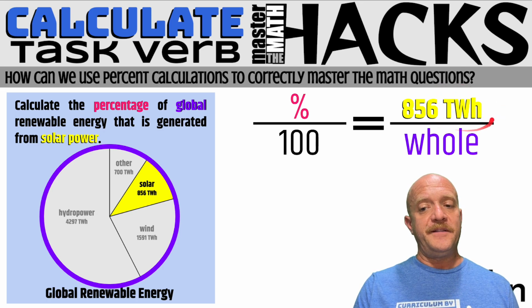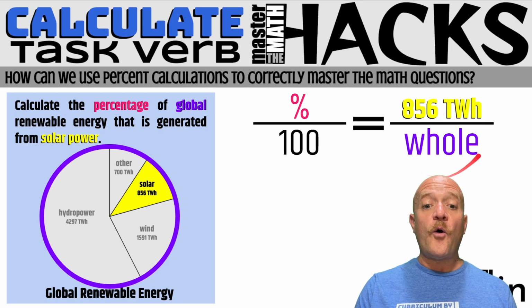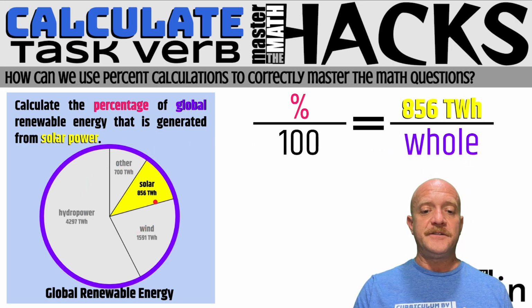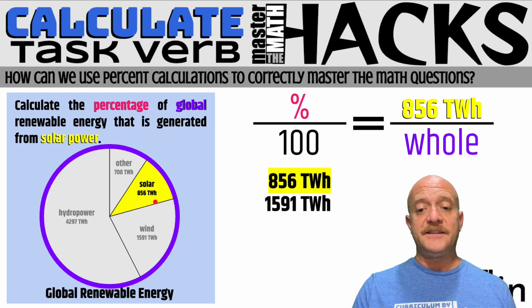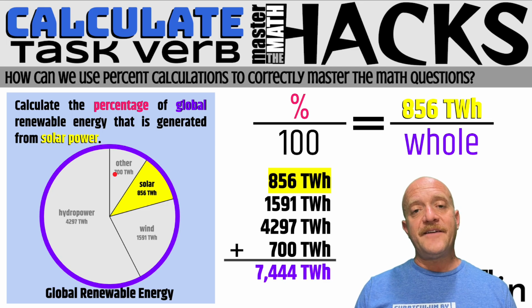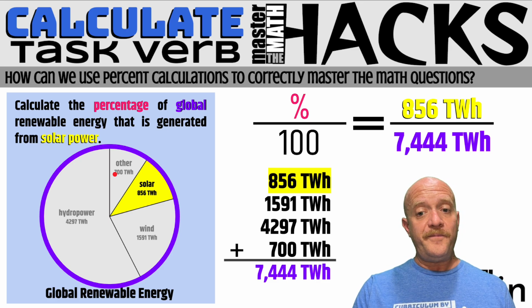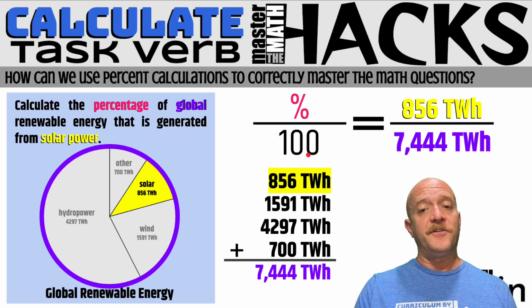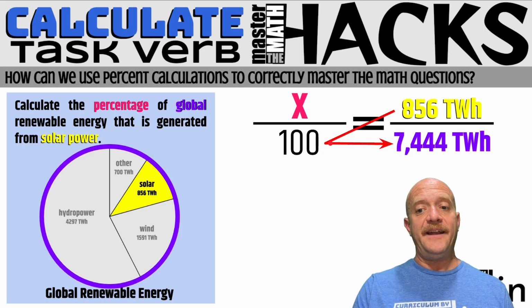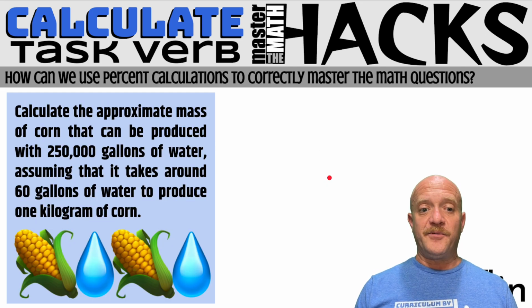It's okay if you don't know what this means. It doesn't always matter. Just write your units in there anyway, because you want to make sure to maximize your points. Now for this whole value, we have to add up all of these values. So I'm going to start with 856 plus 1591, add up all of these numbers that you see around here. And you get 7,444 terawatt hours. That will go into my whole. Now again, I'm going to cross multiply and divide, and my answer is 11.5%.